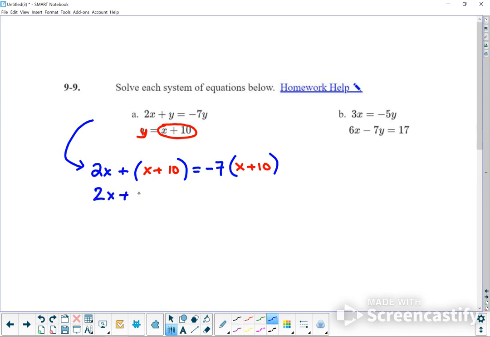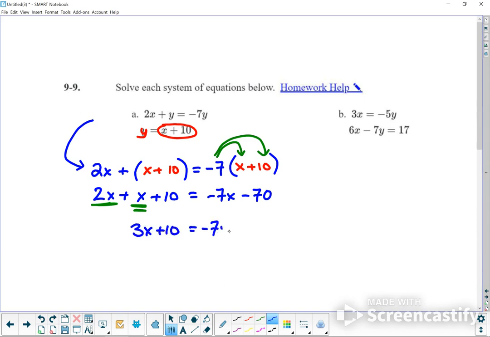We get 2x plus x plus 10. We just remove the parentheses. This right here, I'm going to go ahead and distribute -7 times x and -7 times +10. So I will get -7x and -70. Okay, so I'll put everything together. For example, this 2x combined with this x right here, that's going to make 3x's. Plus 10 equals -7x minus 70. Right? I think we're going to move the x over. There's -7x over, so I'm going to do the positive and positive. And that will get rid of this. And that will give us 10x plus 10 equals -70.